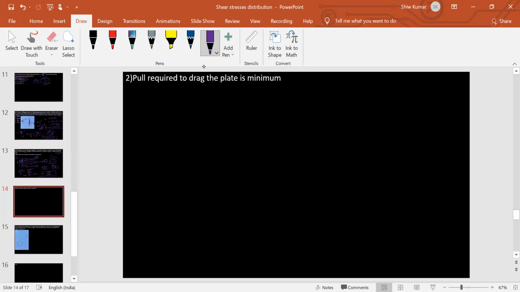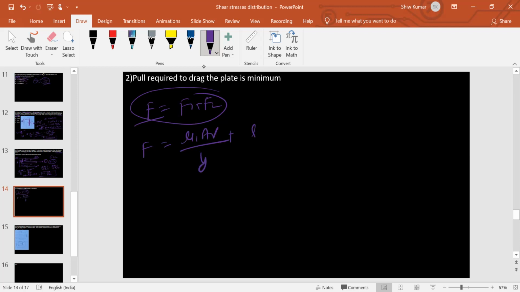Next, it is given that the pull required to drag the plate is minimum. How much force is needed, so what could be the minimum force to drag the plate? We know that F is equal to F1 plus F2. The total pulling force must be equal to the resistance force, so F is mu1 A V divided by Y plus mu2 A V divided by H minus Y.